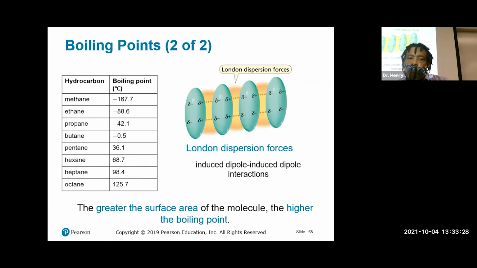Okay, so let's look at this. Here are the boiling points. So methane, what does methane look like? What is the chemical formula for methane? What about ethane? Okay, propane.